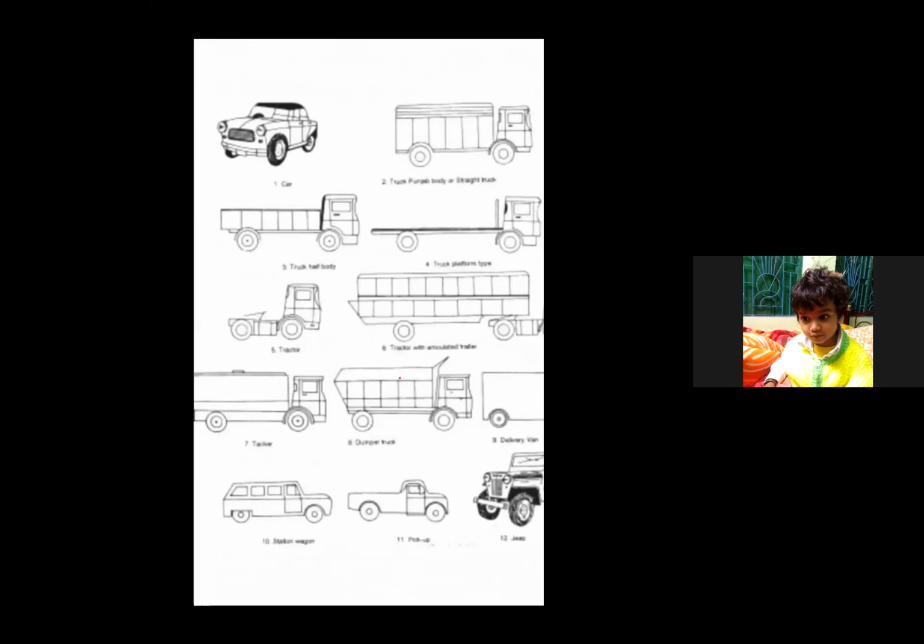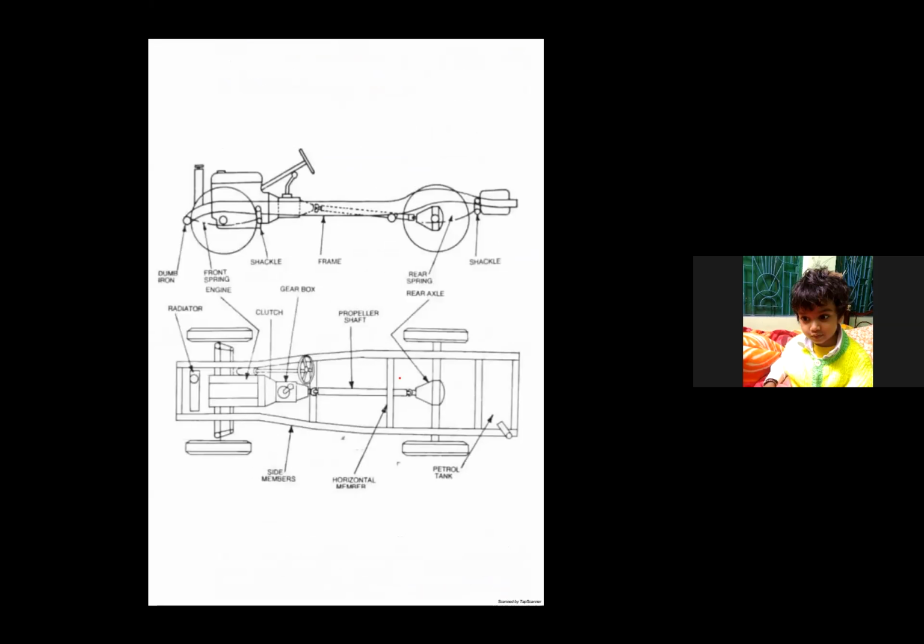That means there are side members or longitudinal members fitted with horizontal members or cross members by means of nuts, bolts, and rivet joints. So this is the conventional type of chassis frame.